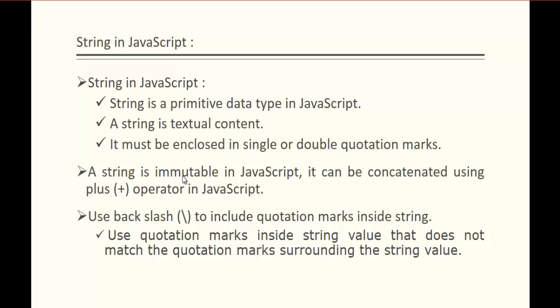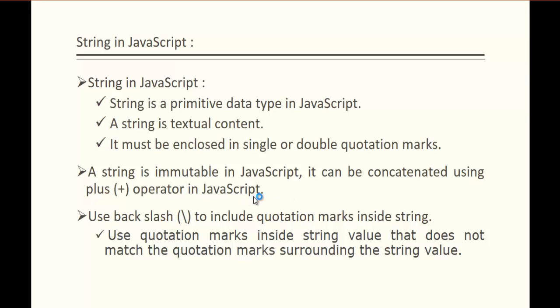A string is immutable in JavaScript. First, let us understand what is immutable. Strings in JavaScript are immutable. It means the memory where the string is stored will not be modified. I repeat, the memory where the string is stored will not be modified. That is the meaning of immutable. So it can be concatenated. A string can be concatenated using the plus operator in JavaScript.